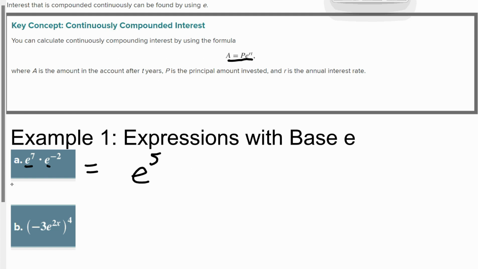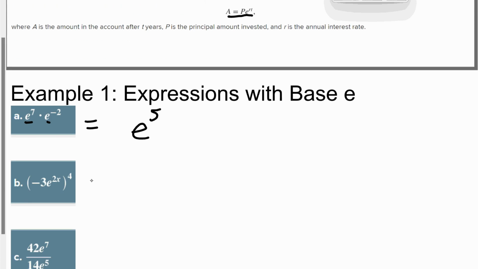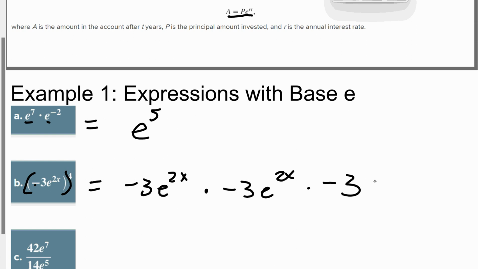This one, I'm raising it to the fourth, so that means don't I just have 4 of those, right? And because this is in parentheses, that'd be 4 negatives, which is a positive, right? So I don't really have to write it out all like this. And then that would mean that I have to take negative 3 times negative 3 times negative 3 times negative 3, which is negative 3 to the fourth, which is 81.